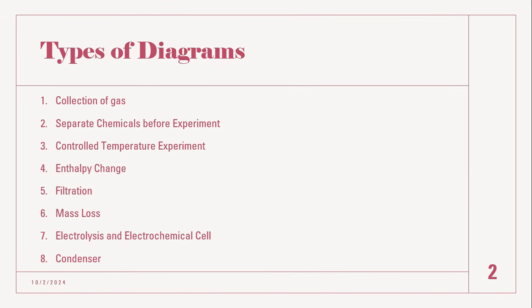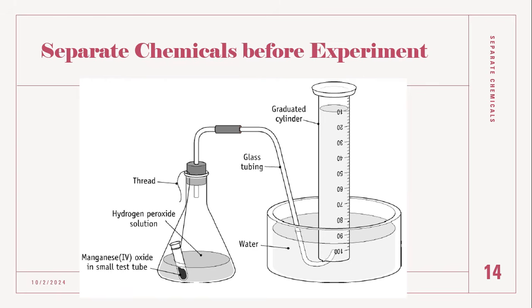Second type will be separating chemicals before experiment. Separating chemicals before experiment usually involves reaction with two different reactants in different states, usually an aqueous solution and a solid, and also a gas will be produced as a product. Now let's look at this setup.